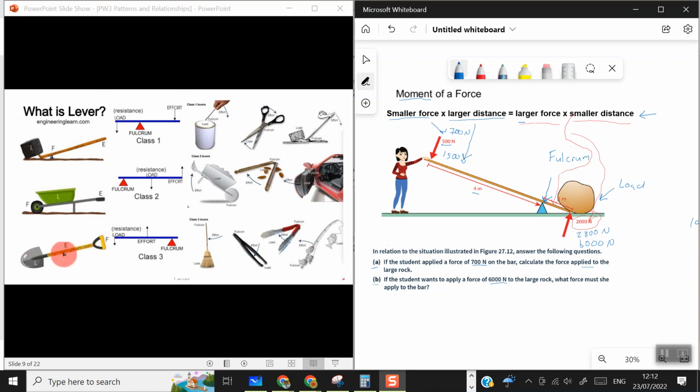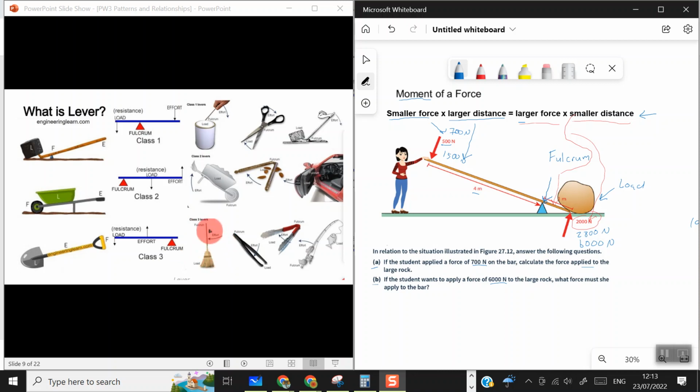And then another example is this one here. Again, the fulcrum is up here, so this is the pivoting or the turning point. You have the effort, which is where we apply the force, which is here. And then you have where the force is sent to, which is here as well. So this is a shovel. Think about how easy that is.